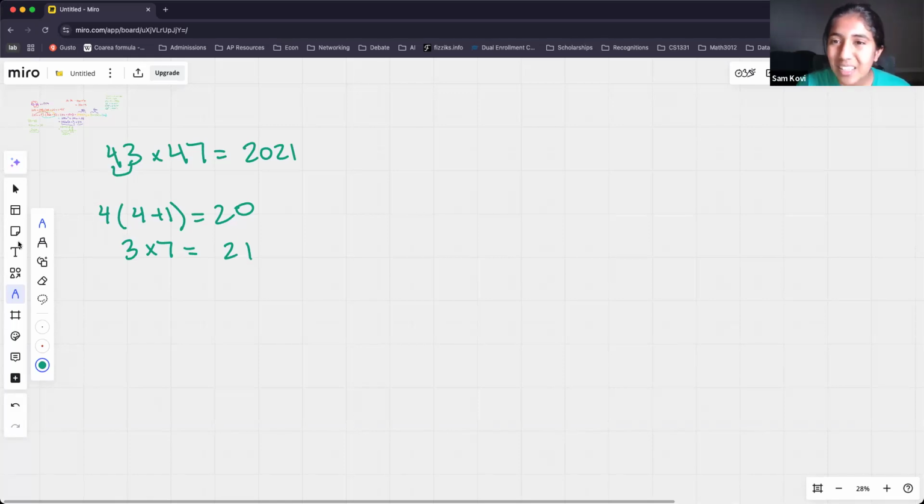Muktika asked, does this trick work for any number of digits? No, you would have to stay within the realm of 2 digits. I think there is a modified trick for 3 or 4 digits, but I'll have to check that. Okay, awesome. All right, so take a look at 61 times 69.